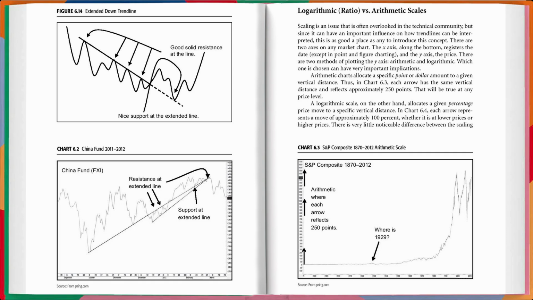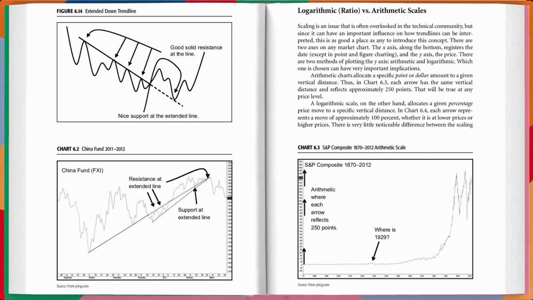Logarithmic versus arithmetic scales. Scaling is an issue that is often overlooked in the technical community, but since it can have an important influence on how trend lines can be interpreted, this is as good a place as any to introduce this concept. There are two axes on any market chart. The x-axis, along the bottom, registers the date except in point and figure charting, and the y-axis, the price. There are two methods of plotting the y-axis, arithmetic and logarithmic. Which one is chosen can have very important implications.